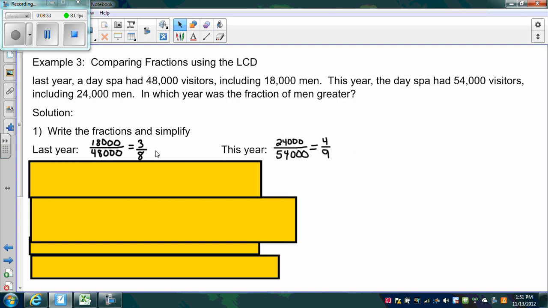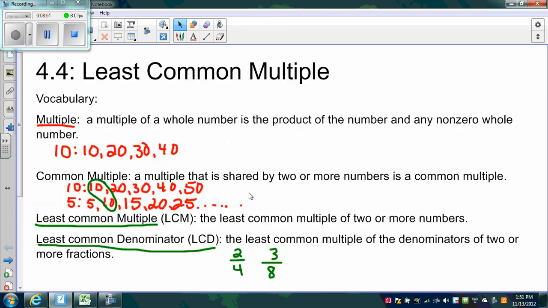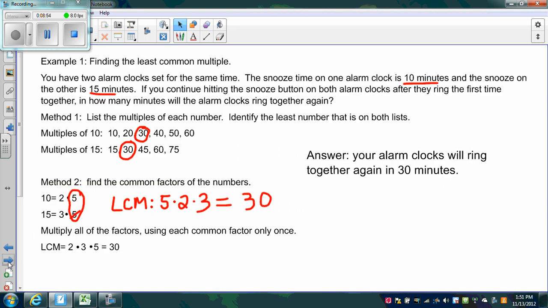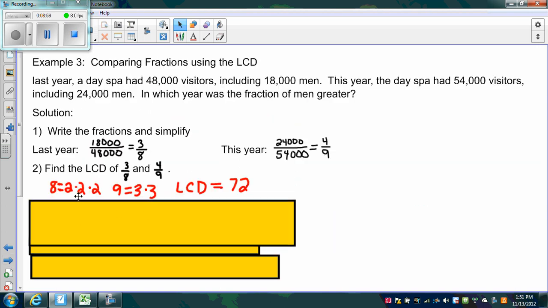But we still don't know if 3/8 or 4/9 is greater, and let's assume you don't have a calculator to check on. So the second step is, can we find the least common denominator of 3/8 and 4/9? Keyword denominator here. We're ignoring the top terms. We just care about the 8 and the 9. So in this case, 8 is 2 times 2 times 2, 9 is 3 times 3, so nothing is shared. So we have to multiply all of these numbers, or 8 times 9, and the least common denominator is 72.